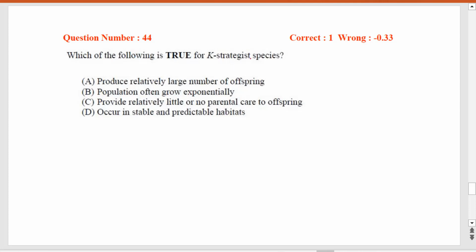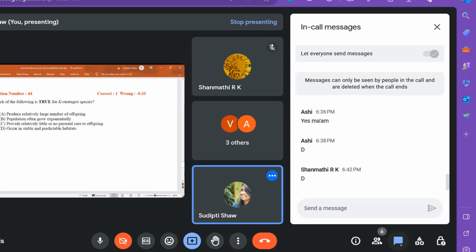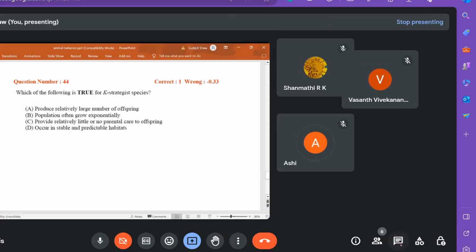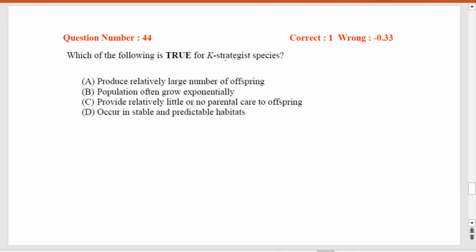For K strategy species, do they produce a large number of offspring? Does the population grow exponentially? Do they provide little or no parental care to the offspring? Do they occur in stable and predictable habitats? So which one will be the answer? So you are saying the answer is D. Yes. The K strategy species often produce very few offspring.